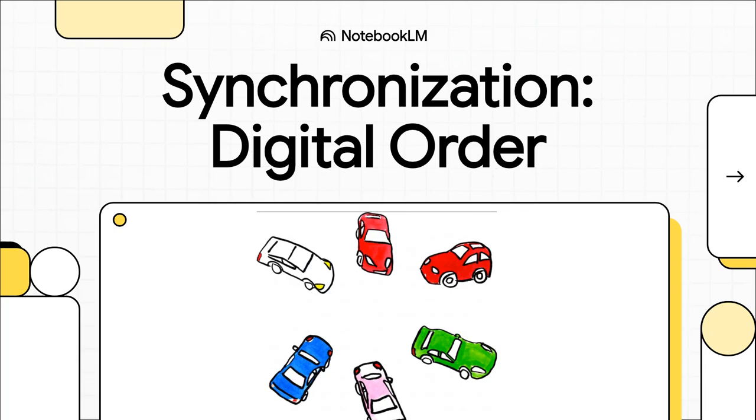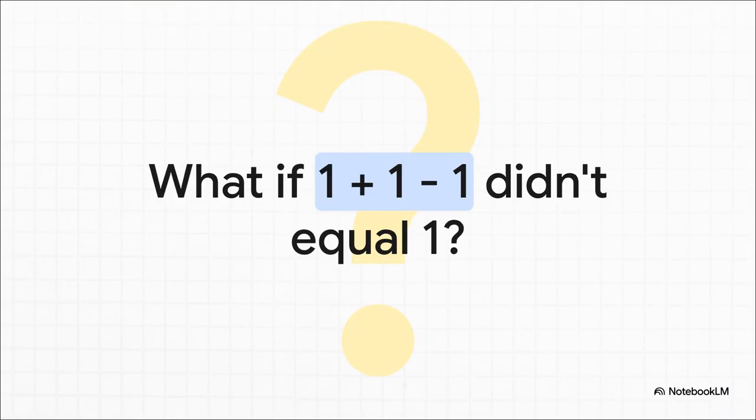Ever stop and wonder how your computer can juggle a dozen different things at once without completely falling apart? It's all about keeping order, like a digital traffic cop. And to really get it, you first have to throw out one of the most basic rules of math you've ever learned. Seriously, think about that for a second.